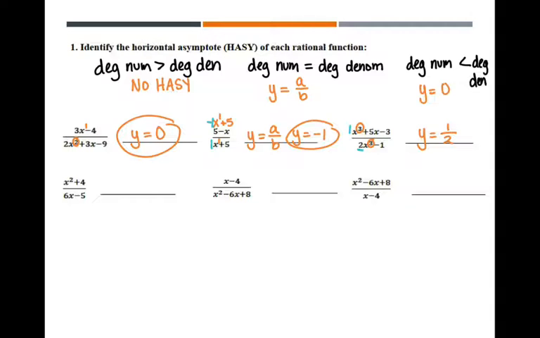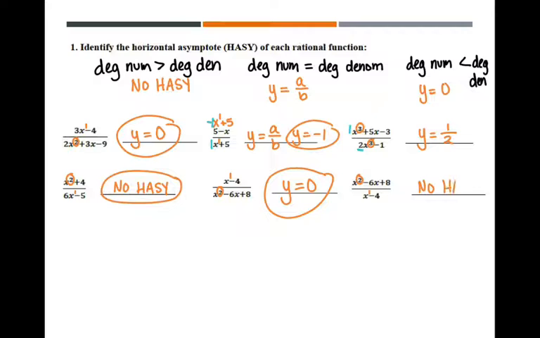For the fourth one, degree on top is 2, degree on the bottom is 1. So that means you do not have a horizontal asymptote, because you would have a slant asymptote instead, because your degree on top is bigger. For the fifth one, degree on top is smaller than the degree on the bottom, so that's going to be y equals 0 for the horizontal asymptote. And finally, for the last one, degree on top is bigger once again than the degree on the bottom, so you are not going to have a horizontal asymptote. Instead, you are going to have a slant asymptote.